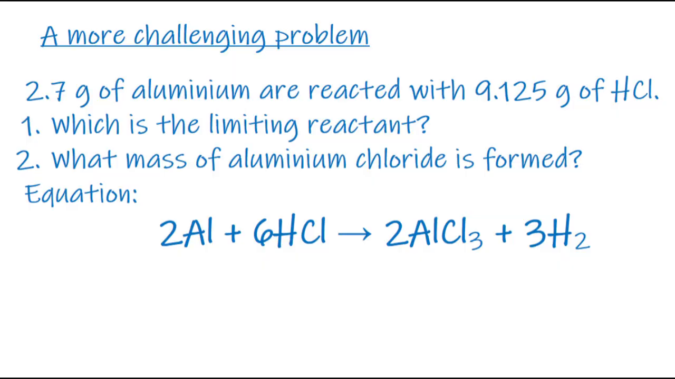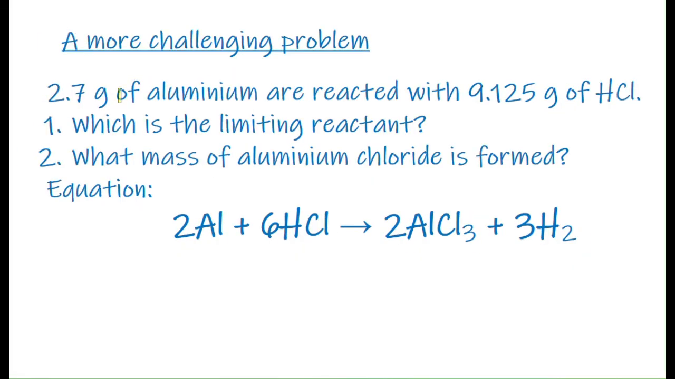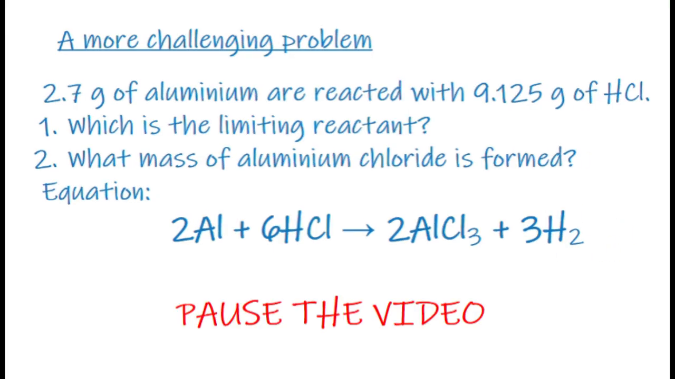Okay, let's have a look at a more challenging problem. 2.7 grams of aluminium are reacted with 9.125 grams of hydrochloric acid. Part 1. Which is the limiting reactant? And question 2. What mass of aluminium chloride is formed? The equation is 2Al plus 6HCl goes to 2AlCl3 plus 3H2. So, pause the video, have a go and see how you get on.